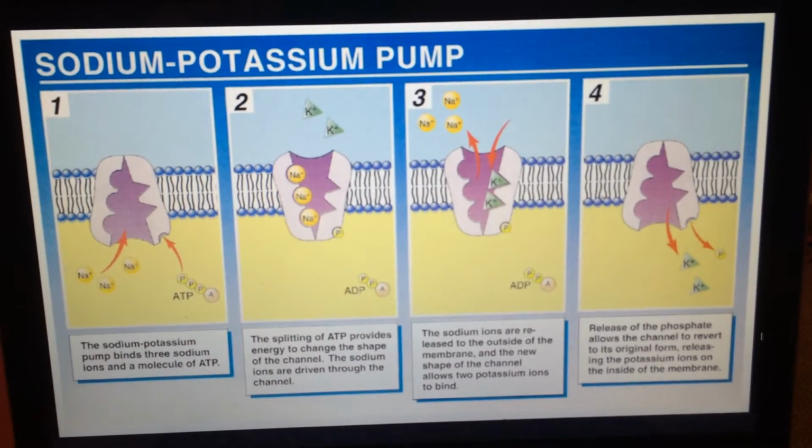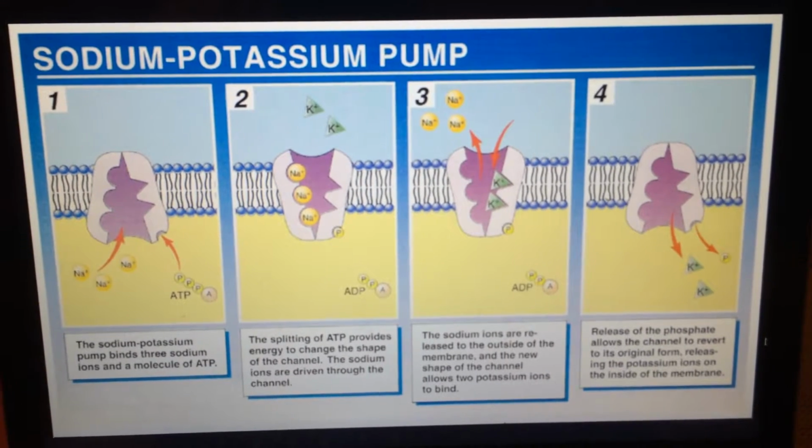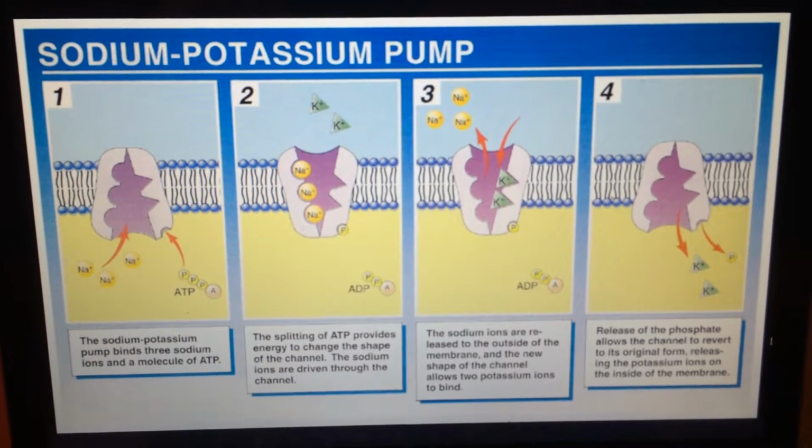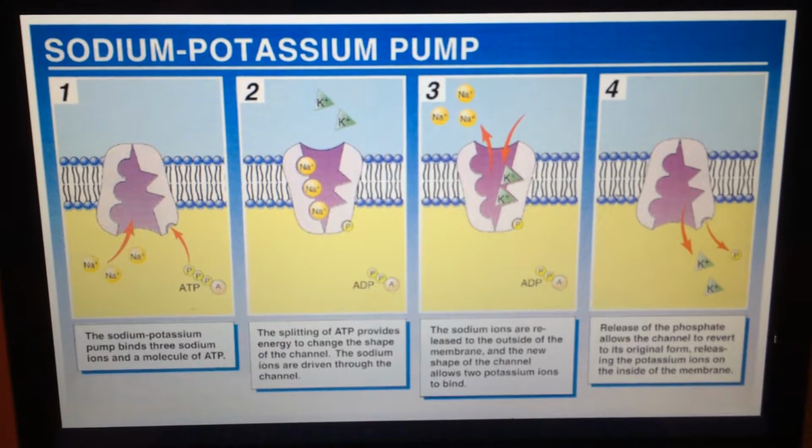The sodium-potassium pump is a structure known as a cell membrane pump that uses energy to transport sodium and potassium ions in and out of the cell.